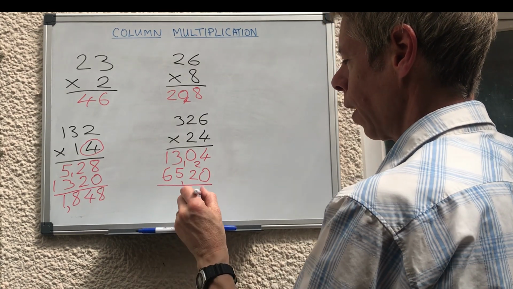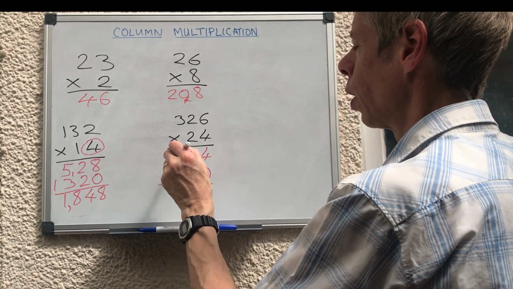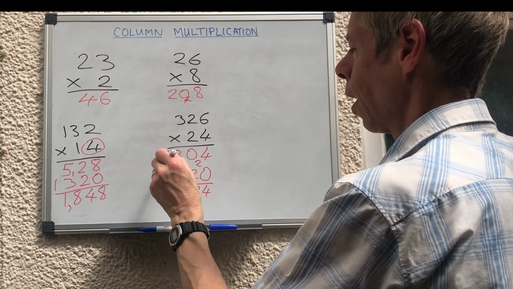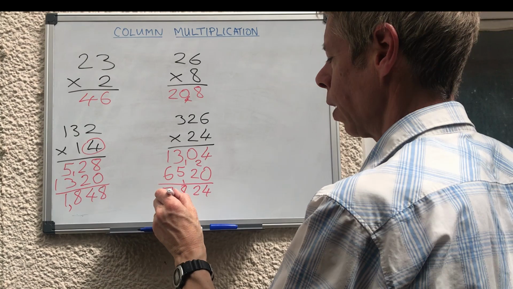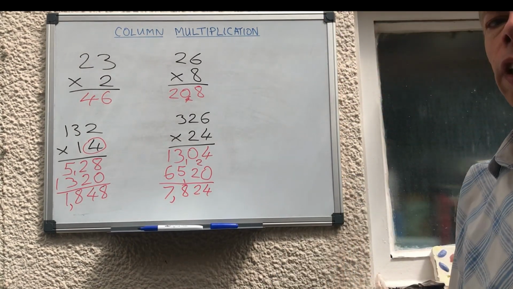So all we've got to do now is add these together. 4 plus 0 is 4. 0 plus 2 is 2. 3 plus 5 is 8. And 1 plus 6 is 7. So the answer is 7,824.